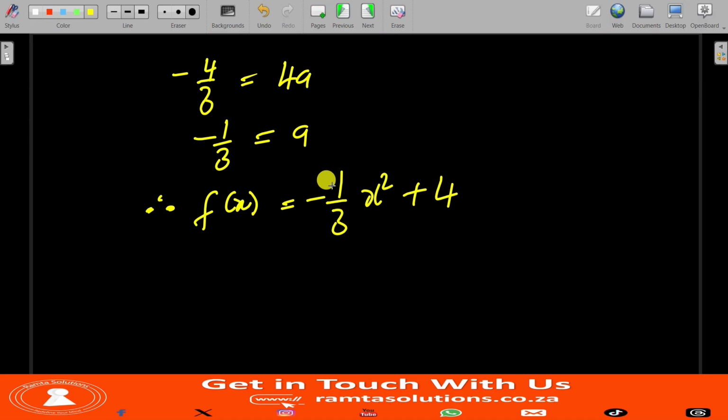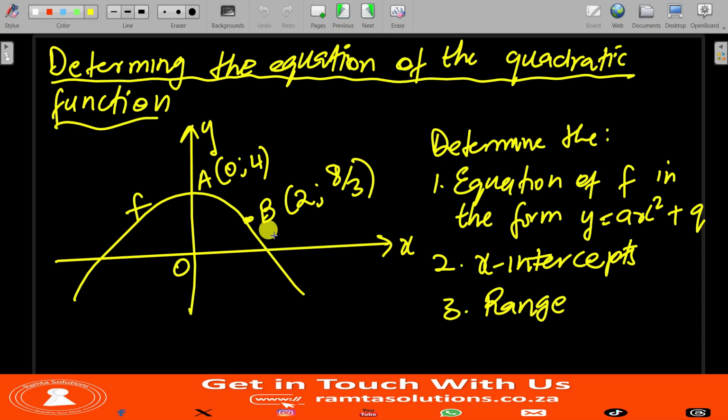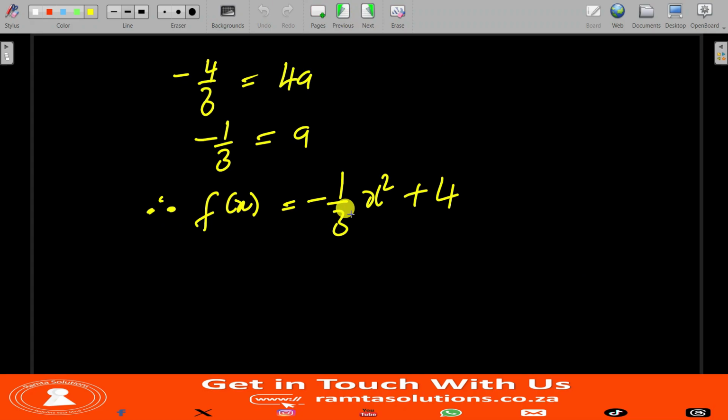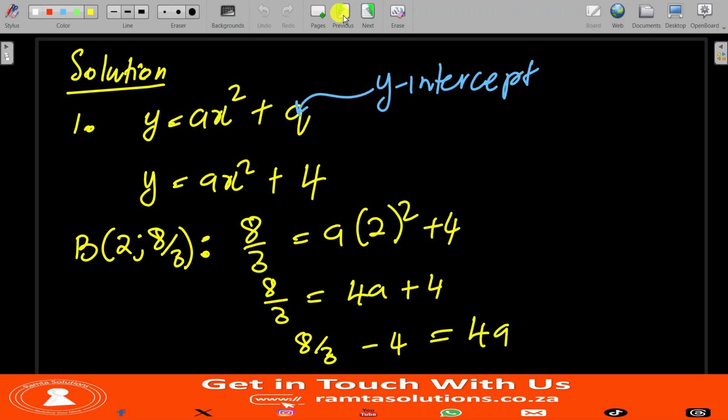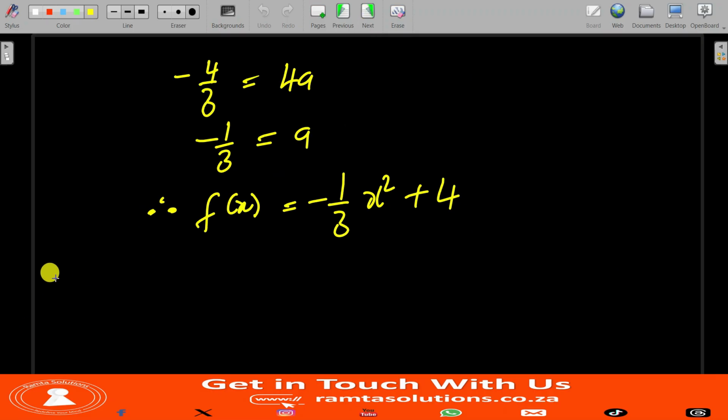Now, let's check. This value of a is negative, meaning we expect the graph to be frowning. Was the graph frowning? Yes, the graph was frowning. So since the graph was frowning, it's therefore expected that our value should be negative. So we are on point. Okay. Perfect. So the second question says the x-intercept. So we are looking for the x-intercept.